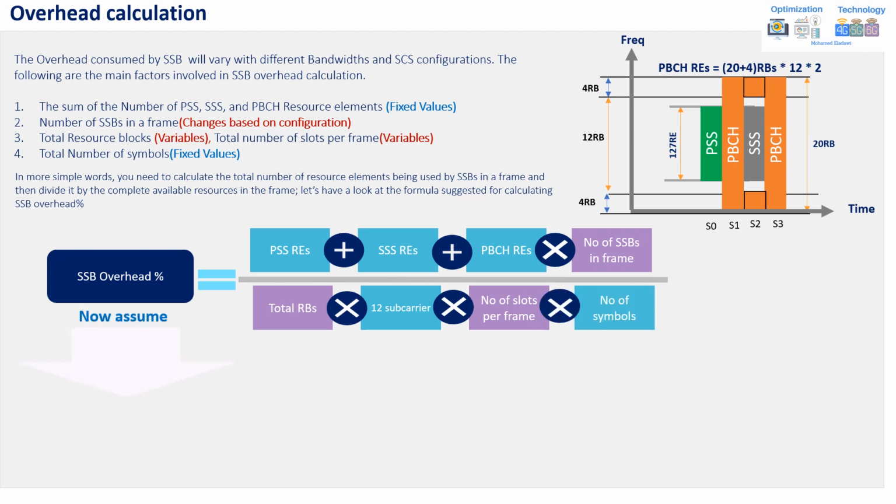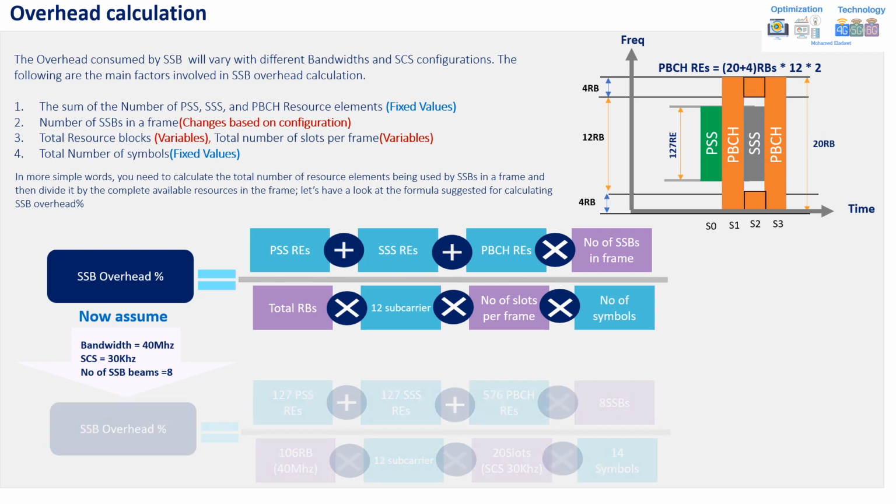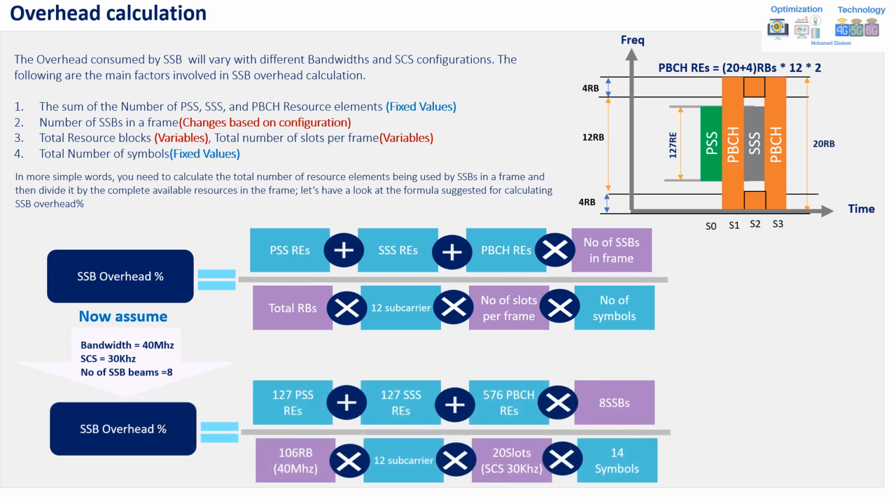Now assume: 1. Bandwidth equals 40 MHz. 2. SCS equals 30 kHz. 3. Number of SSB beams equals 8. After applying all these assumptions to the formula, this will result in a 1.94% overhead.